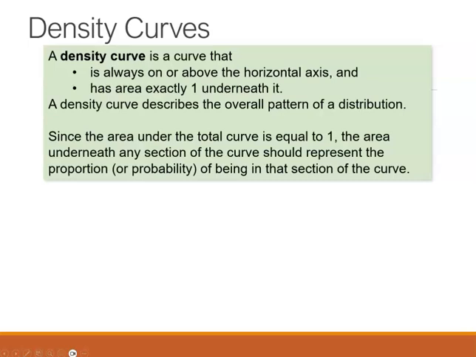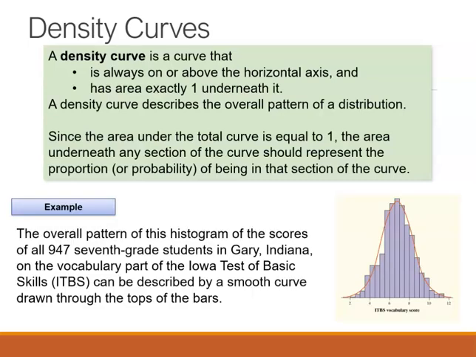And it has a couple of properties. It's always above the x-axis, and it has area of 1 underneath it. That area under the curve is going to represent a probability. So, an example of a probability density curve.